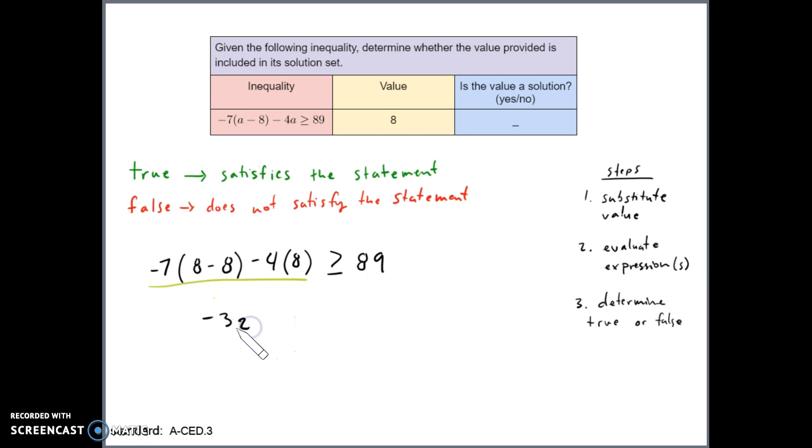And now what we have is negative 32 is greater than or equal to 89. Is negative 32 greater than or equal to 89? No, it is not. So it gives us a false. It does not satisfy the statement of inequality. So this would be no. It is not a solution. If it satisfied the statement of inequality, it would be yes, it is a solution.